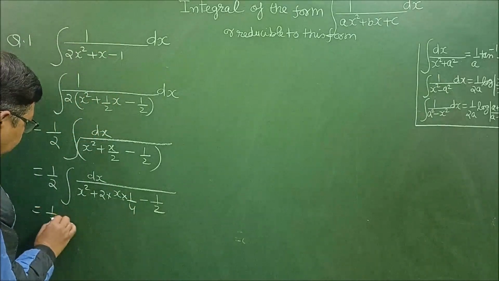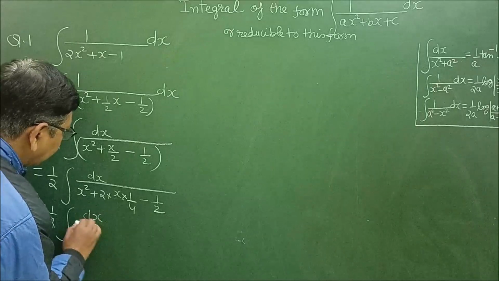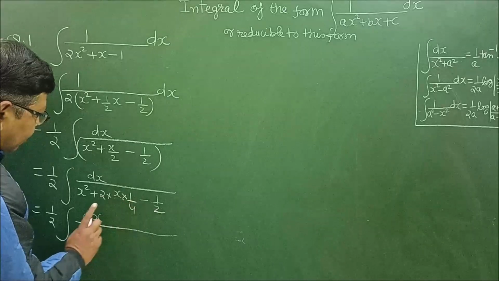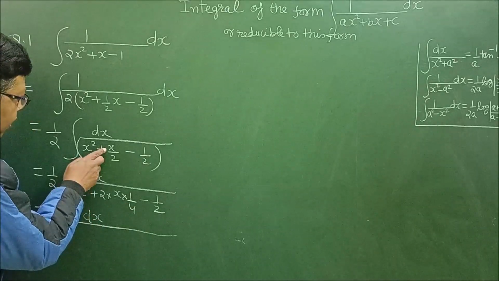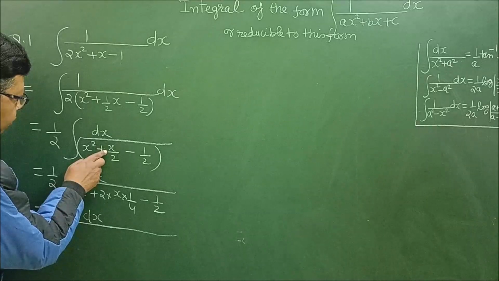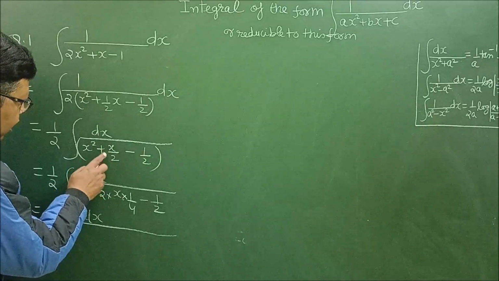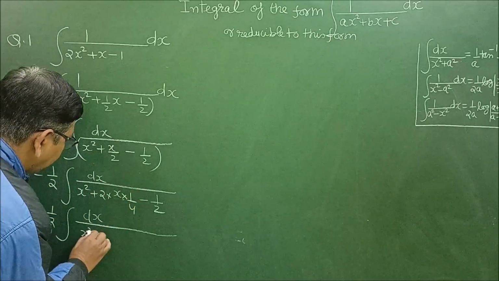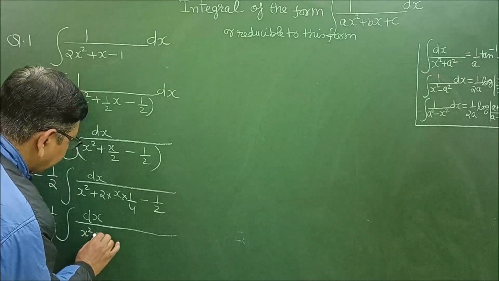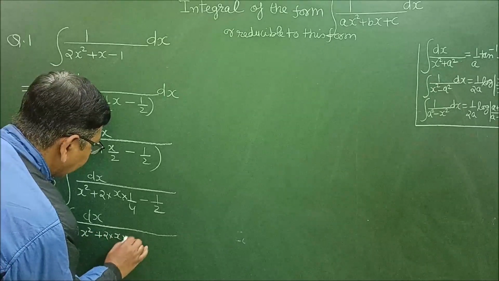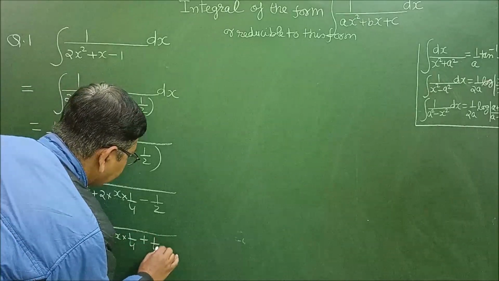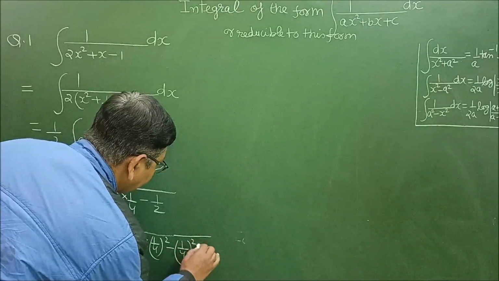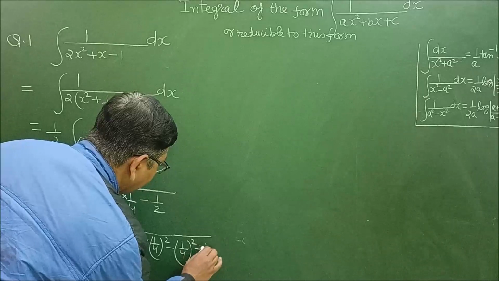Now this half, dx upon x square plus 2 into x into 1 upon 4. We add the square of 1 upon 4 and subtract the square of 1 upon 4, meaning adding the square of half of the coefficient of x and subtracting it. So it becomes x square plus 2 into x into 1 upon 4 plus 1 upon 4 square, minus 1 upon 4 square, minus 1 upon 2.